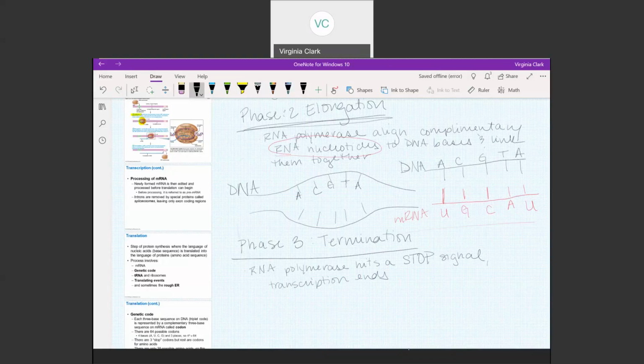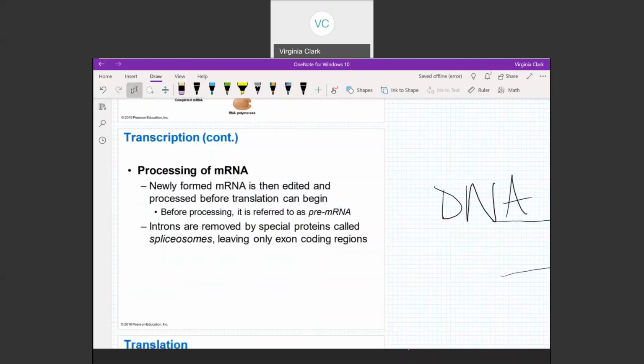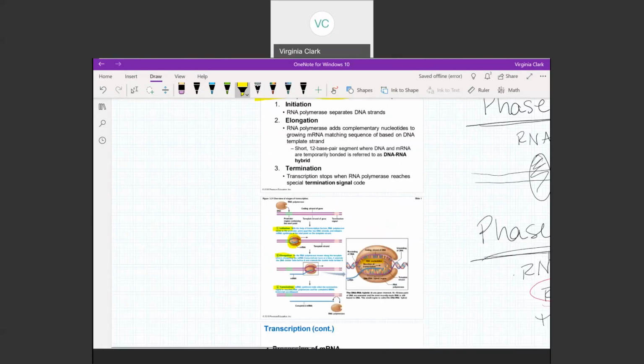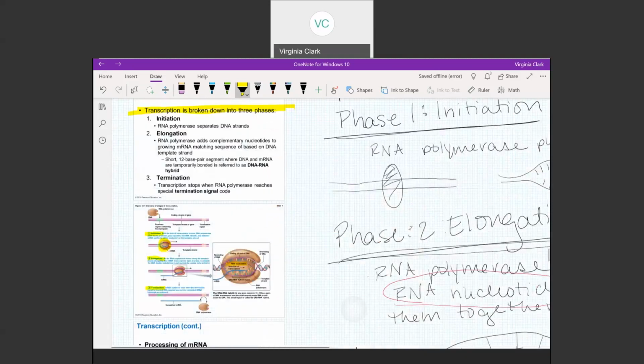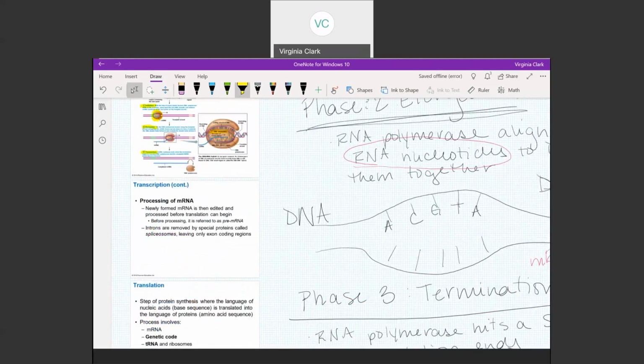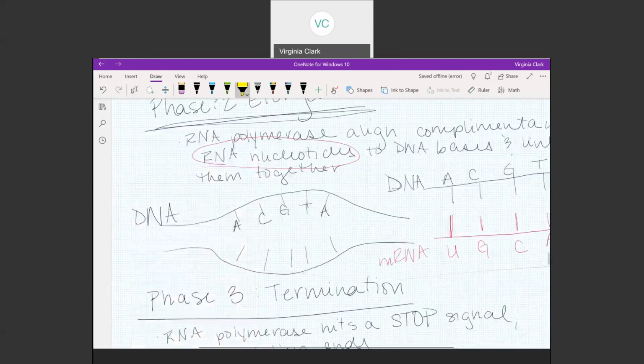So to look at this image up here, we had initiation where we've done all of the separation. We've done elongation where you are adding the RNA nucleotides. And then you go through the process of termination where once you hit that stop signal, you're going to get a completed mRNA strand, and then you're going to get the RNA polymerase popping off. So that's the process of transcription. At the end of it, what you're going to have is this guy right here.